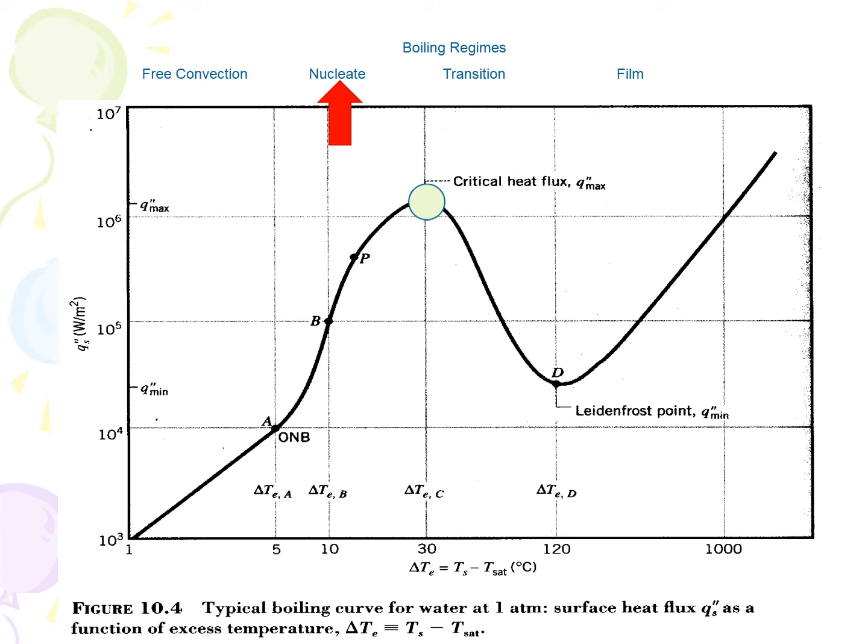What do you think happened to the excess temperature when Nukiyama increased the heat flux to above Q double dash max? Did it stay at 30 degrees centigrade? Did it decrease rapidly? Or did it increase rapidly? Actually, what happened was that the surface temperature and hence the excess temperature increased so rapidly that poor Nukiyama's wire melted every time he tried the experiment again.